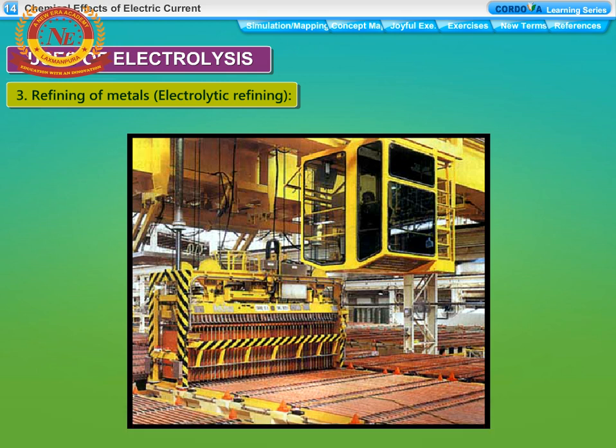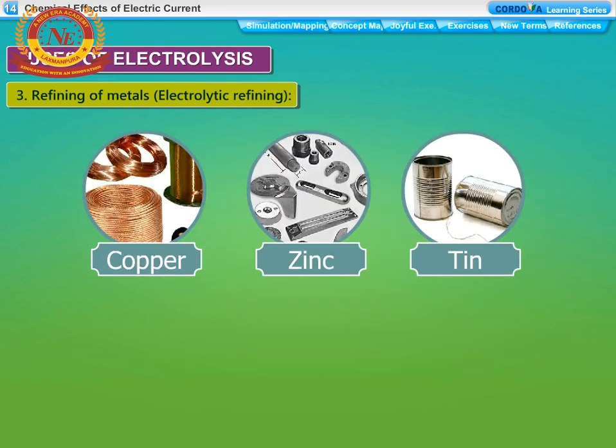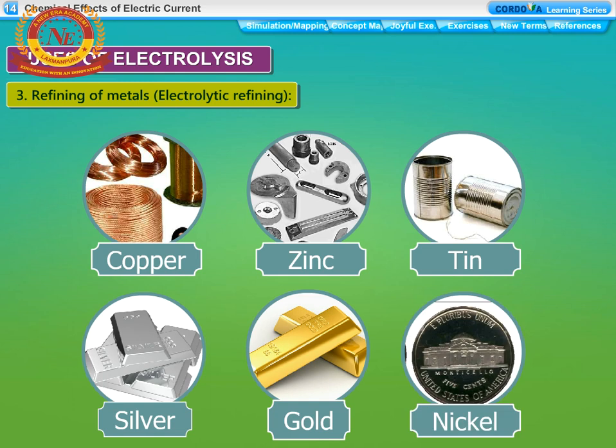Electrolytic refining is the most important and most widely used method for refining metals. Many metals like copper, zinc, tin, silver, gold and nickel are refined by this method.